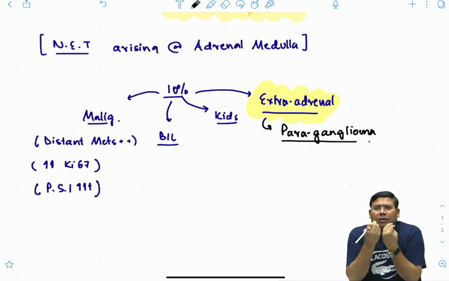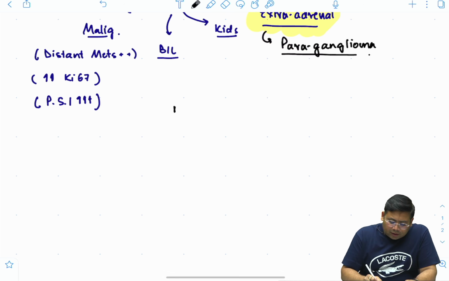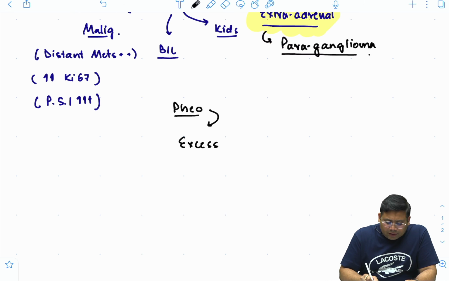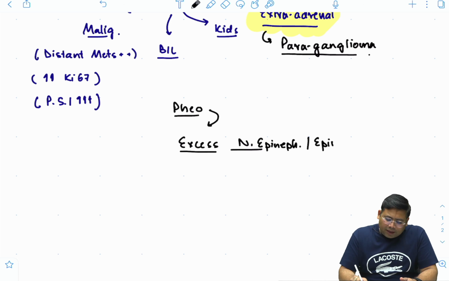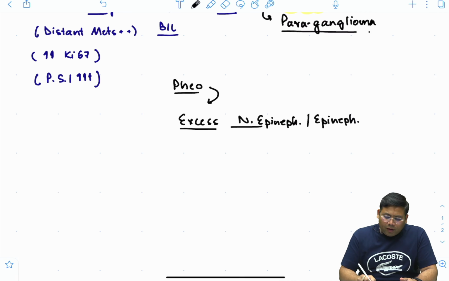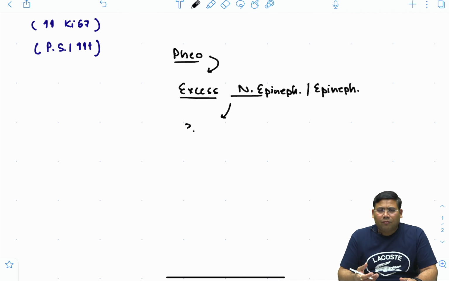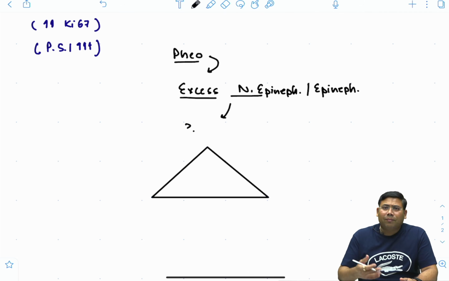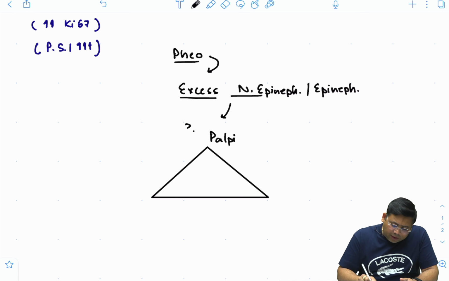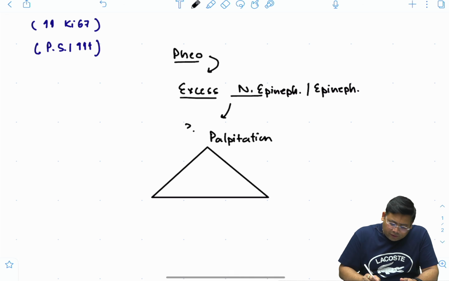Now when we talk about the pheochromocytomas, what are they doing? So a pheo is causing an excess of norepinephrine, and along with that there will be excess of epinephrine also. So because of the excess epinephrine or excess norepinephrine, you have that classical symptom complex. And what is that classical symptom complex? The patient will have palpitation because of sympathetic stimulation. They will also have headache. They will also have hypertension.